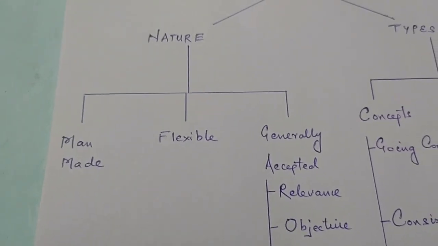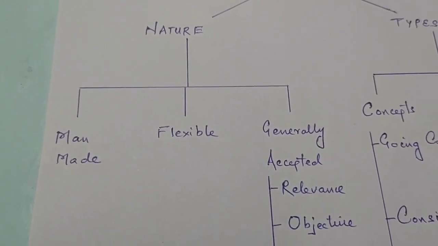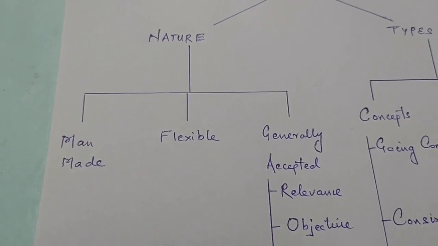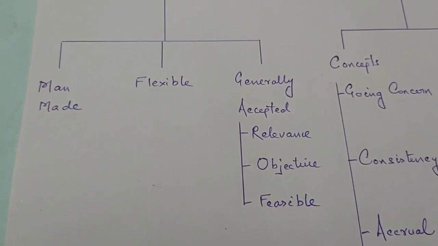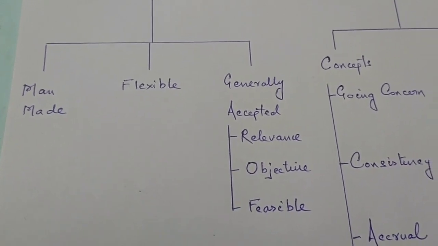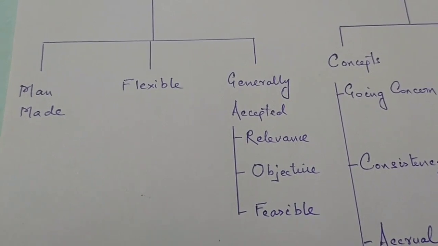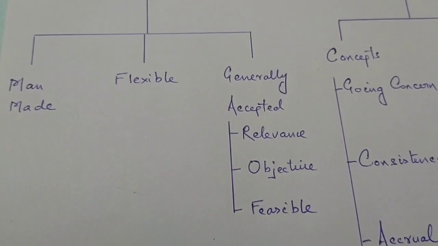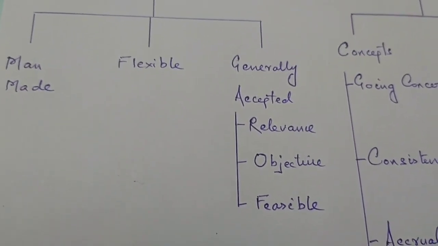The next point is flexible. What does it mean? Accounting principles are not static and they can be changed as per the situation and time. The third point is general acceptability. It means that accounting principles will be accepted when they fulfill three conditions. The first one is relevance, the second one is objectivity, and the third one is feasibility.